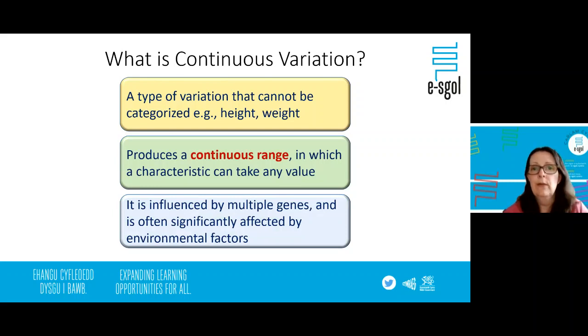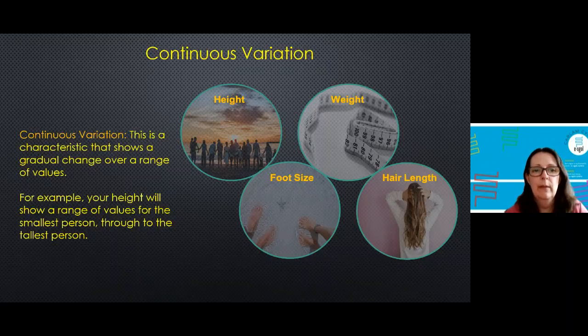And continuous variation, where we saw discontinuous was one gene, this is multiple genes, and significantly, environmental factors have a big impact on continuous variation. So here are some examples.